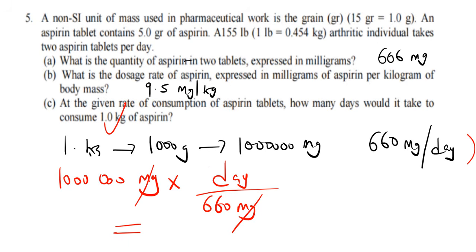Then we can now divide, 10,000 divided by 60. Is it 10,000? No, I think that is 100,000. Yeah, 100,000 divided by 66. We're getting around 1500 days. So basically that is 1,500 days, rounded off to the right significant figures. That's what it means, and that's how we solve this one.